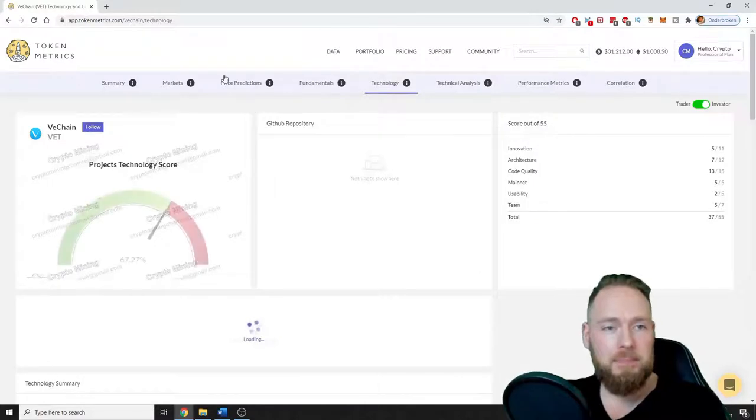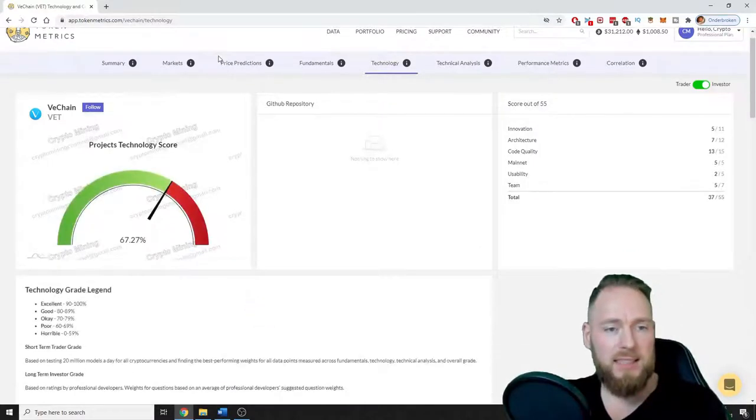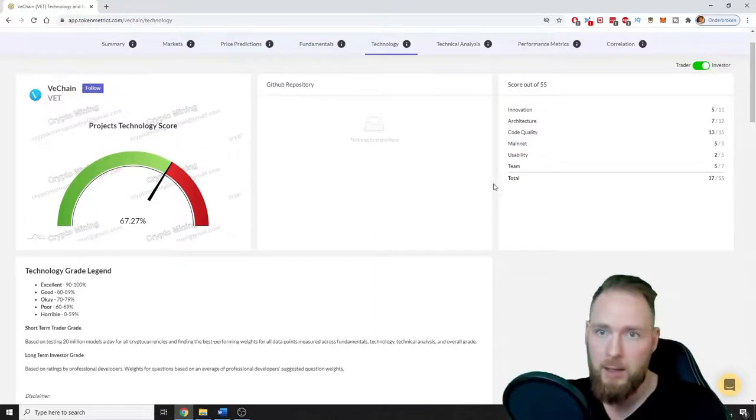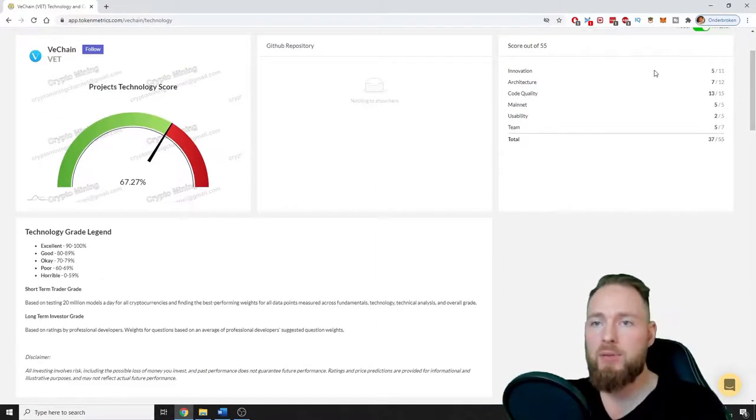Technology: 67%, which is poor. This is the score out of 55. Innovation, not good. Architecture, okay. Code quality, great. Mainnet, perfect. Usability, not really. And the team is good.